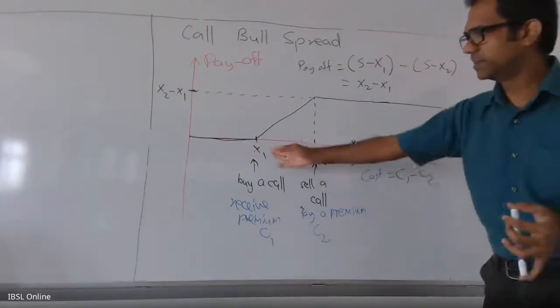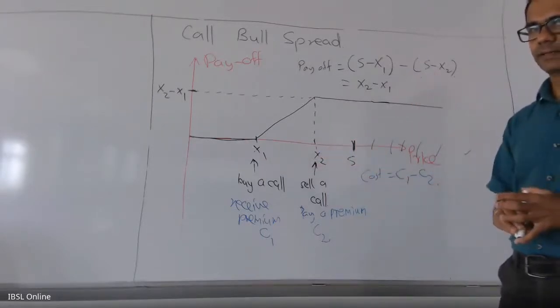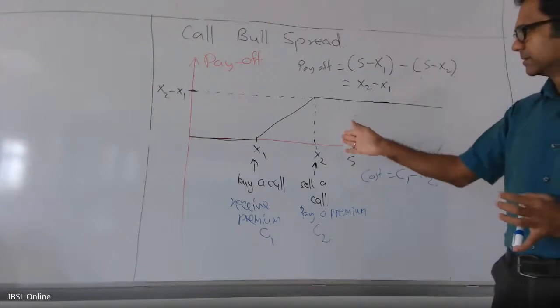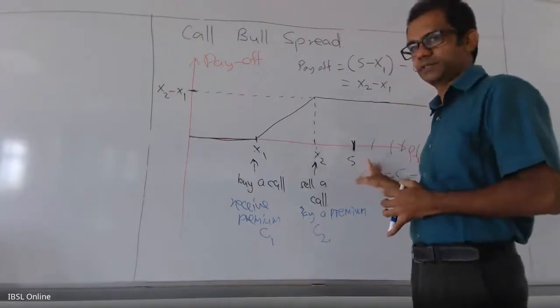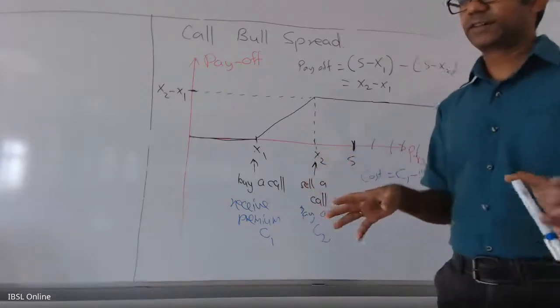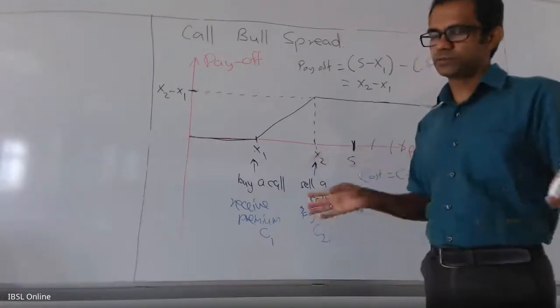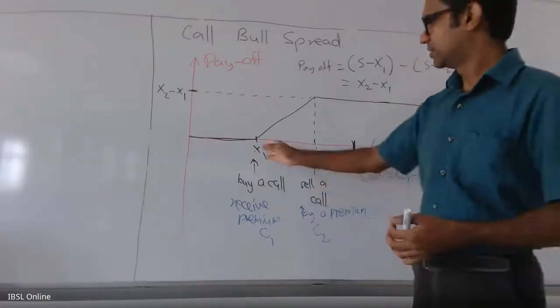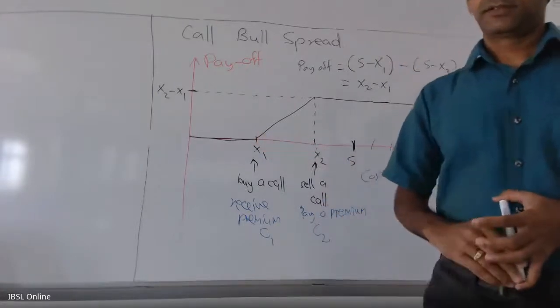But with a limited high price, it won't go beyond X2. That's your expectation. But if for whatever reason it goes beyond X2, can't help, you will get the advantage of this. Clear?